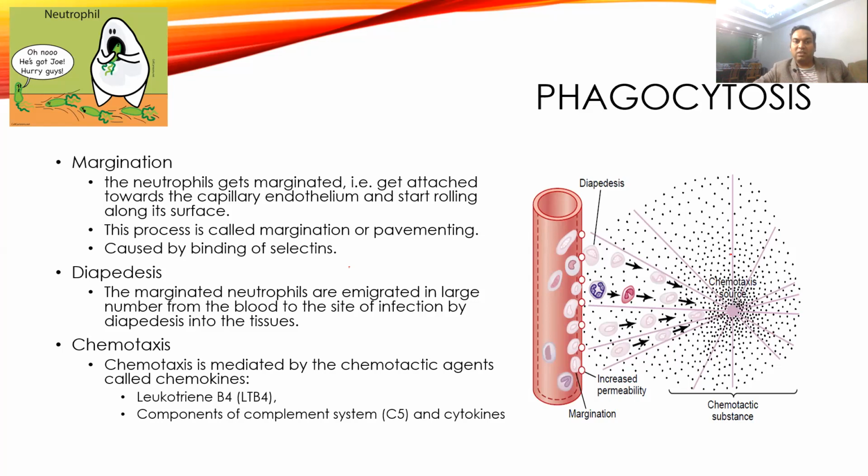And this margination is caused by the binding of proteins called selectins. Selectins on the surface of neutrophils bind with the endothelial cells and they stick to the capillary endothelium. Then there are small pores in the capillary endothelium, and from there, after margination, neutrophils will slowly put out a pseudopode-like process.